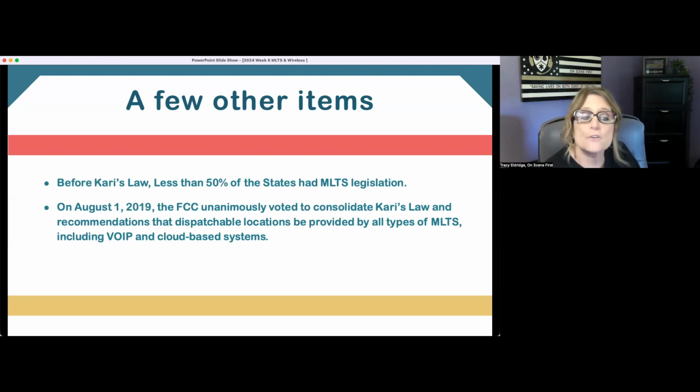And then on August 1st, 2019, the FCC unanimously voted to consolidate Kari's Law and recommendations that dispatchable location be provided by all types of MLTS, including VoIP and cloud-based systems.